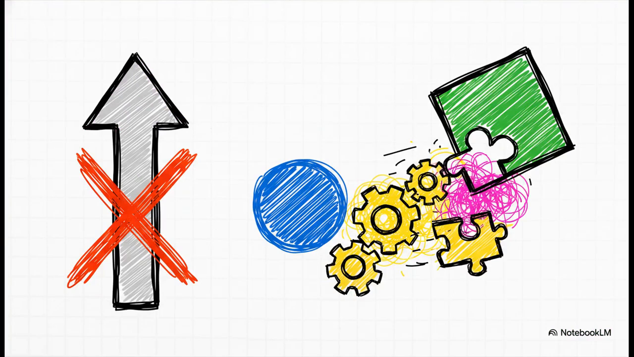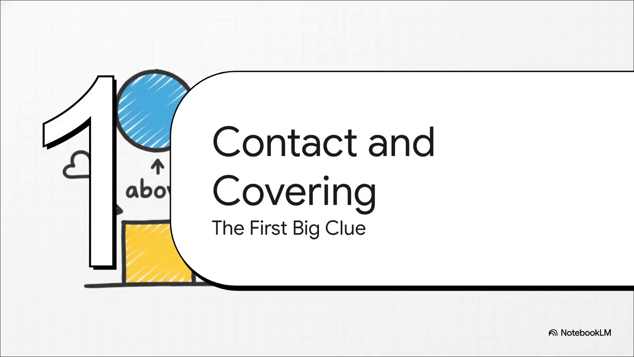The key isn't about raw altitude or which thing is physically higher up. No, it's all about the relationship between the two objects. Are they touching? Is one covering the other? Are we talking about a number on a scale? That's the question we should be asking. Okay, so clue number 1. This is probably the most useful rule you're going to find, and it's all about contact and covering. Get this one down, and you've solved like 80% of the problem right there.